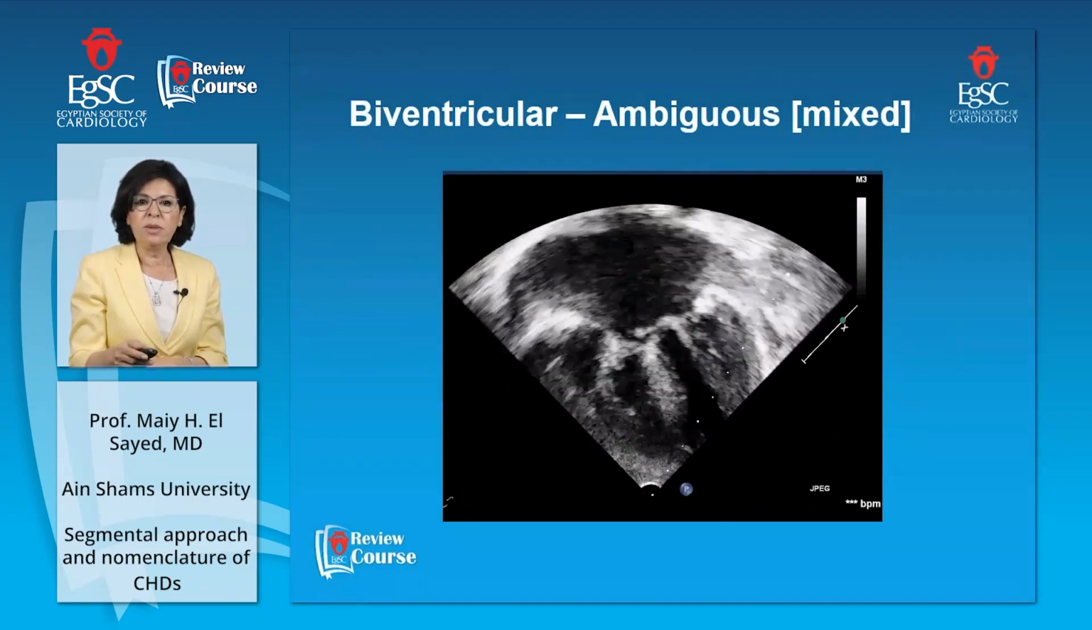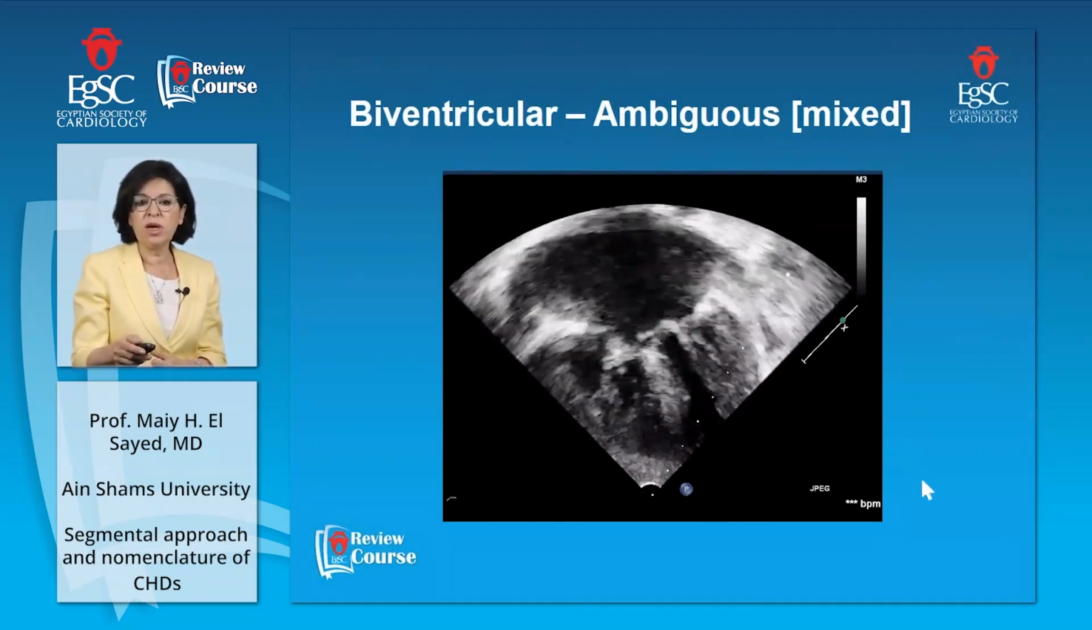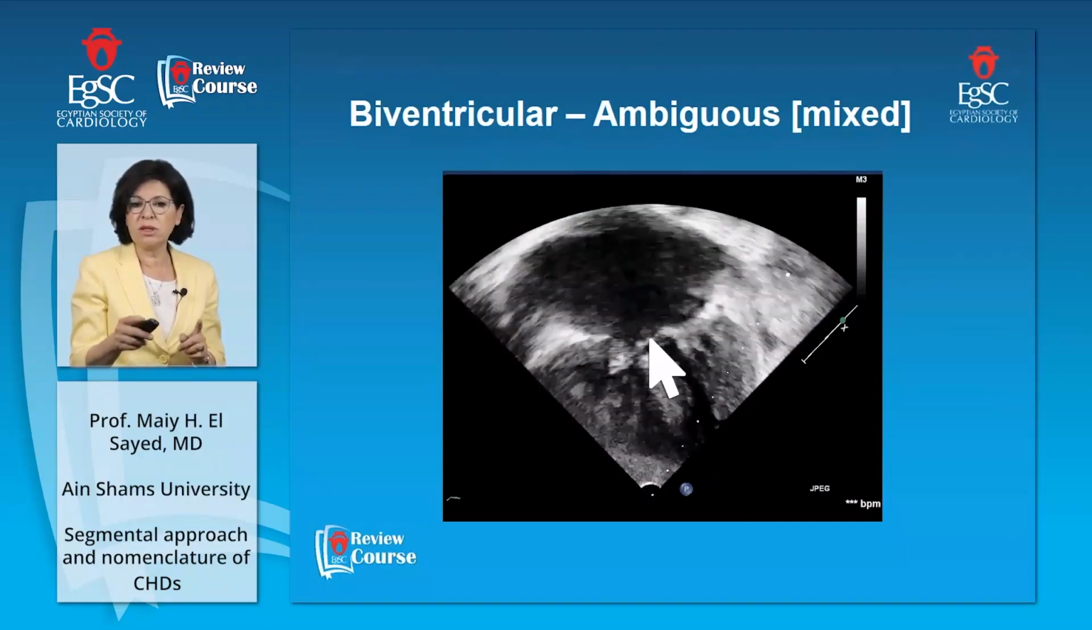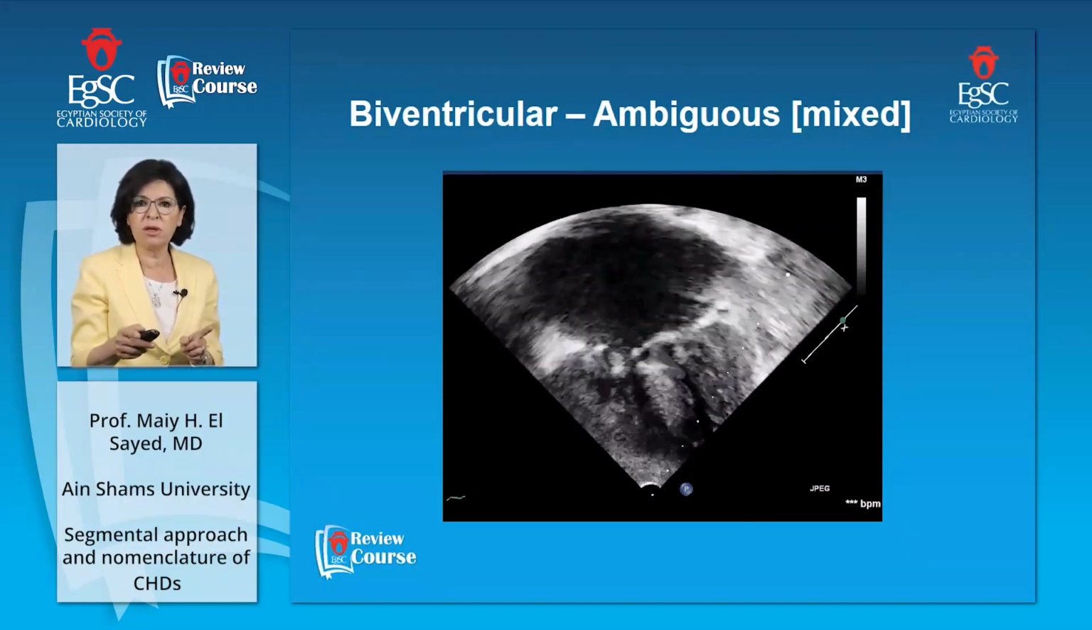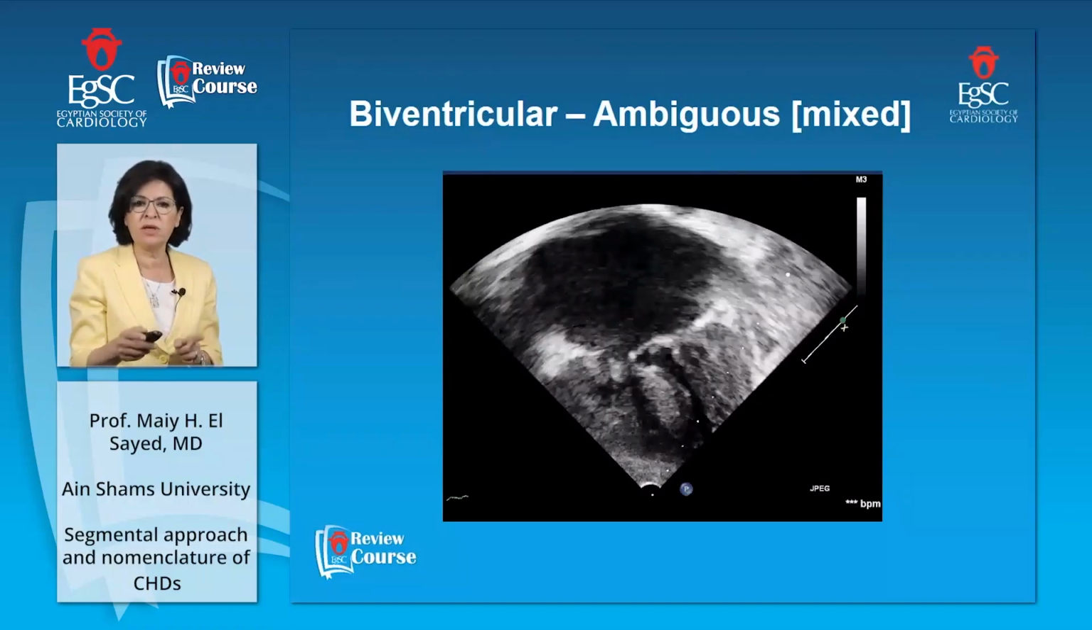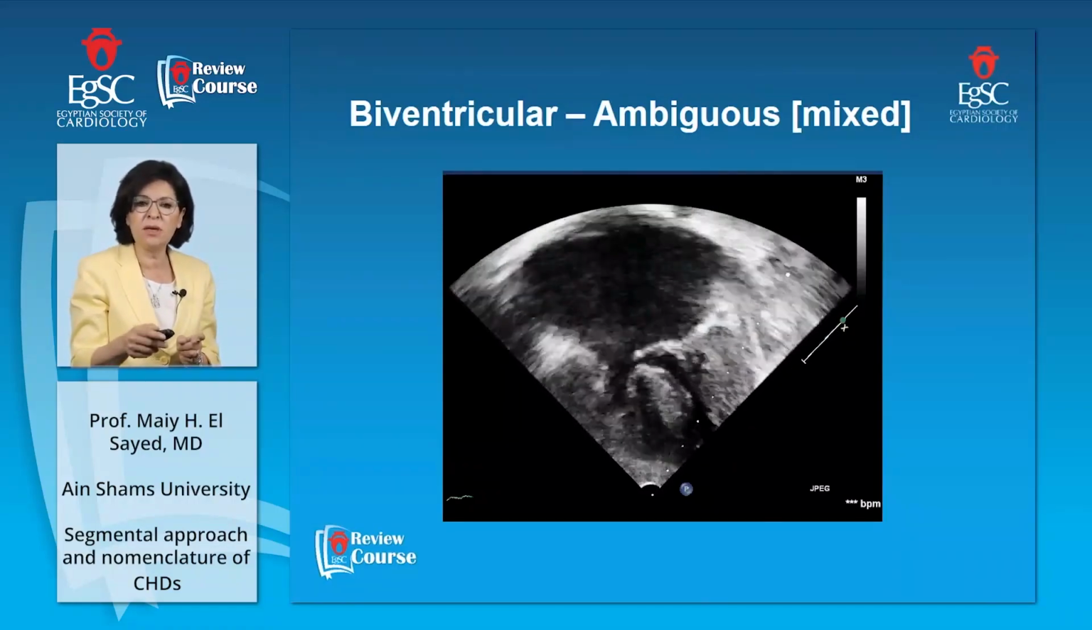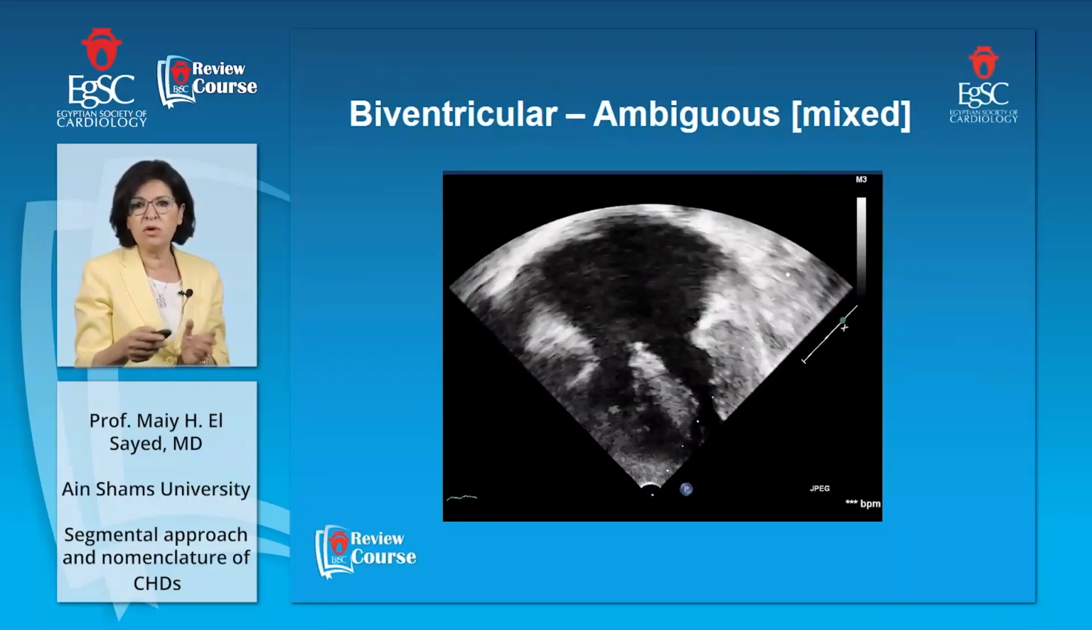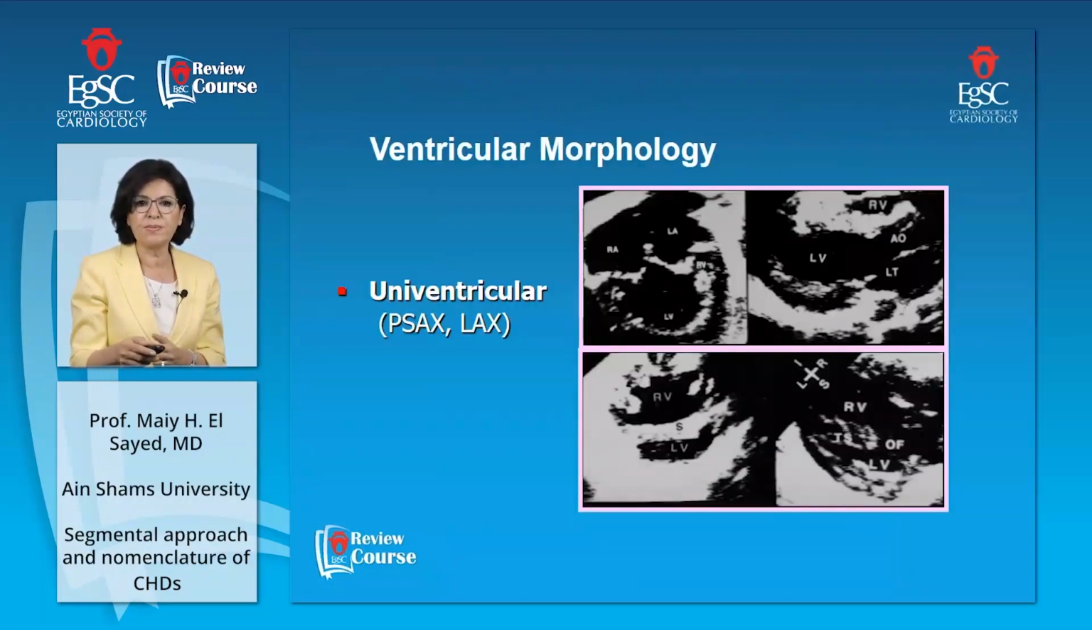And then you have a biventricular ambiguous connection, like in this patient we're seeing here, where you have a common atrium. You can see two appendages of left atrial morphology. So this is left atrial isomerism connected to a left ventricle on the left and a right ventricle on the right, but then you can't call it anything, so you call it mixed connection.